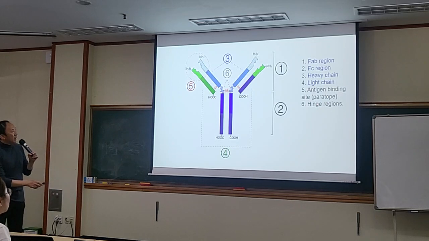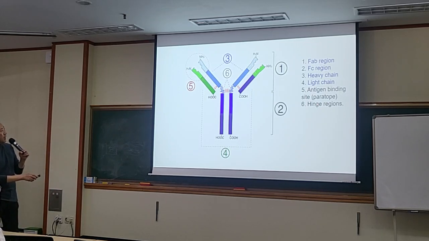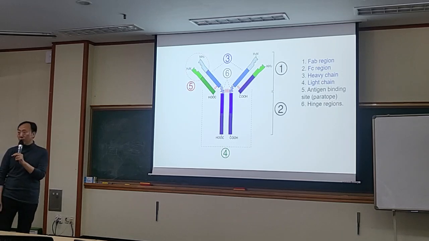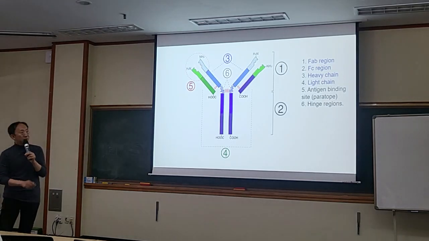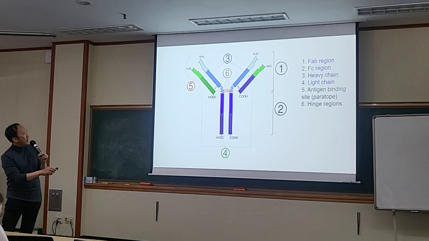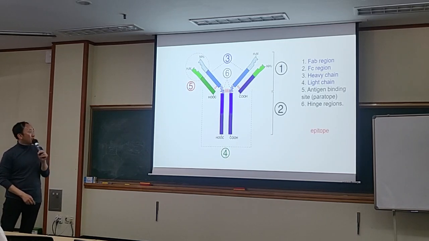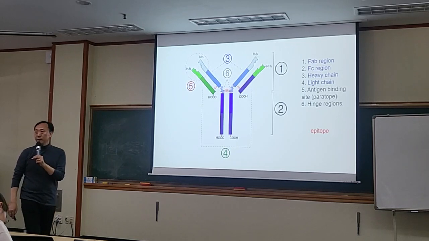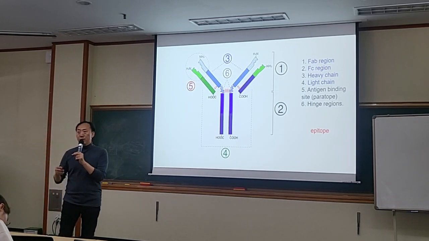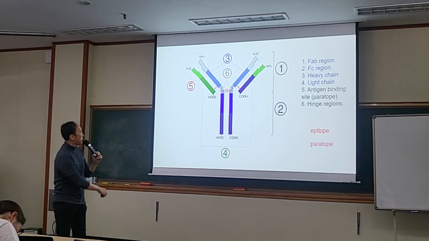And the antigen binding site here, this part on the antibody side, is called the paratope. And the other part, the antigen side that binds to the antibody, what do you call it? It is called the epitope. Okay, let's move on.